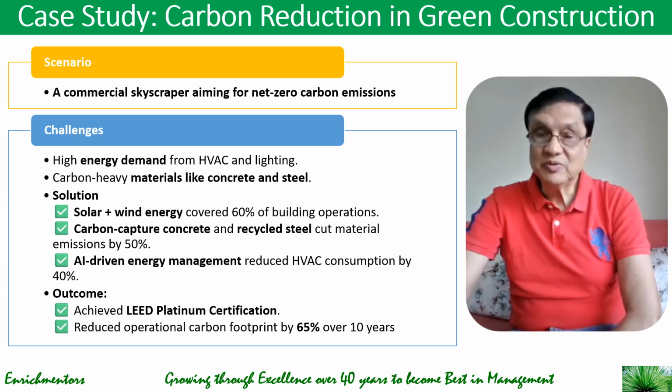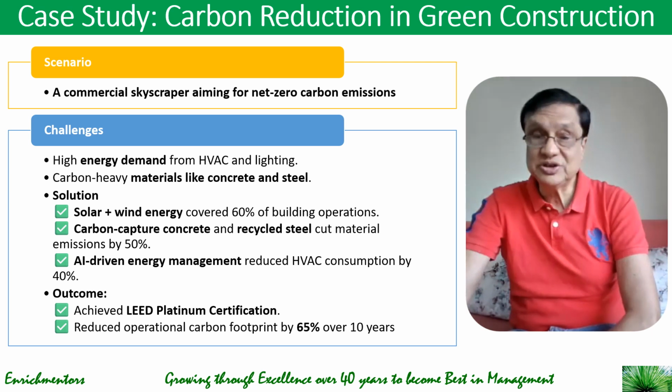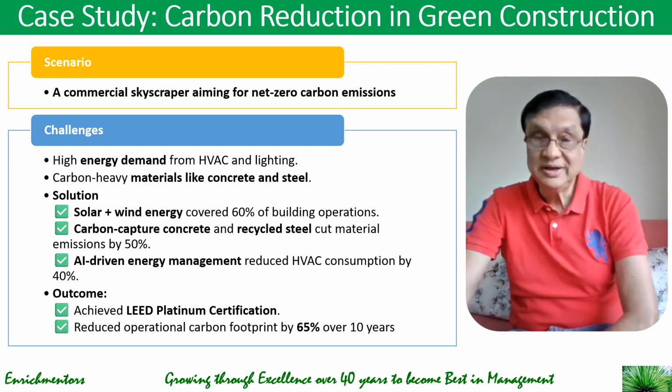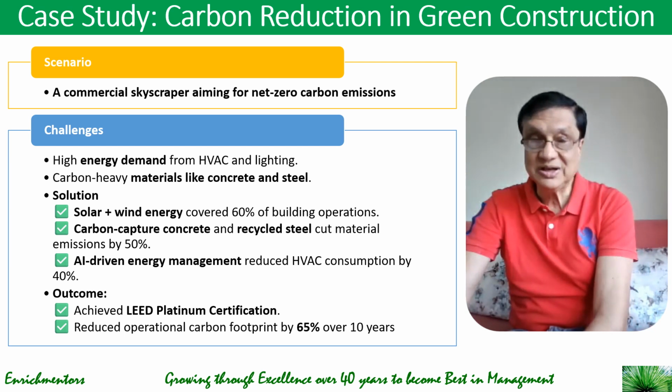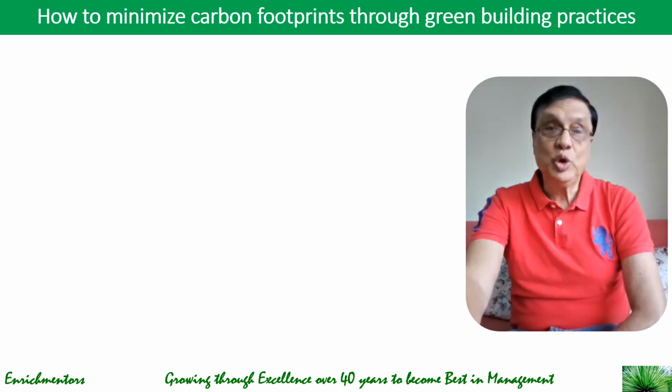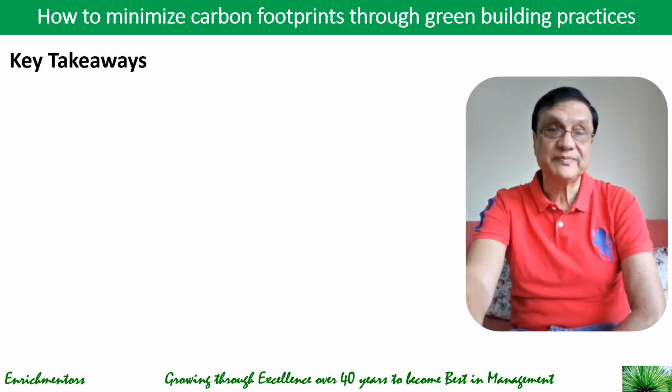They covered 60% of the building operations with solar and wind energy, and they cut material emissions by using carbon capture concrete and recycled steel, and they reduced HVAC consumption by 40% by using AI-driven energy management. And the outcomes, as you see here, were they achieved LEED Platinum certification and reduced operational carbon footprint by 65% over 10 years. So, what are the key takeaways to minimize carbon footprint through green building practices?